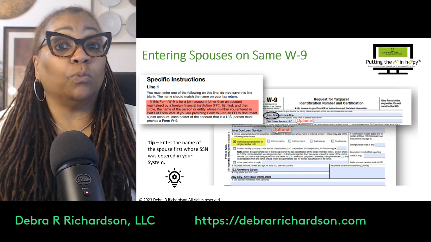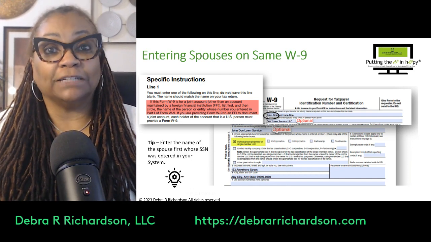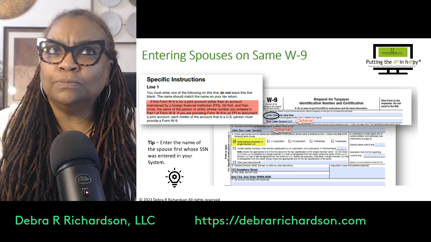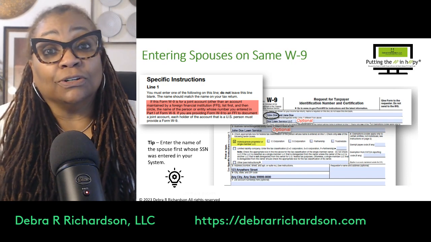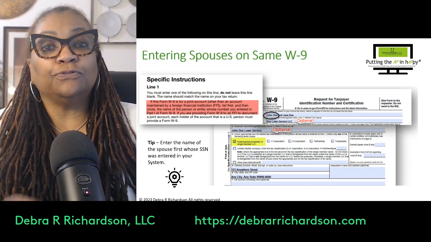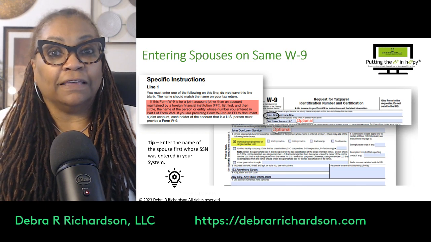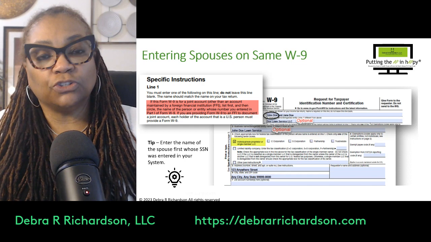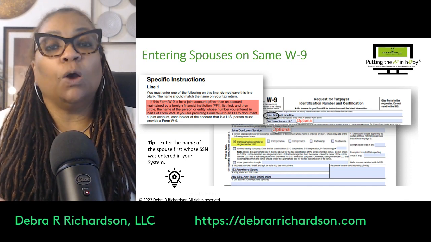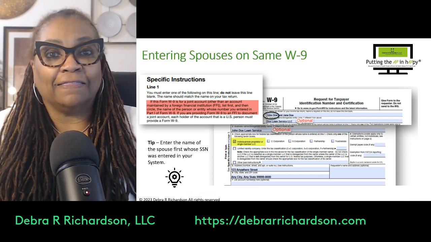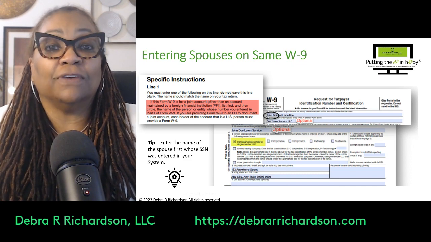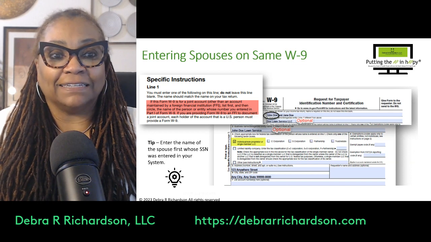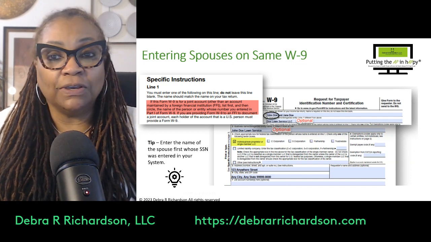Now, a quick tip. What we used to do when I was a practitioner, we had a process in place where whoever's name was circled, that's the first name that would be entered in the accounting system or ERP. That was just our little trick to know whose Social Security number it was when we were looking at it in the accounting system or ERP or on the vendor record and weren't looking directly at the W-9 at that time. So that's a great tip that you can use.